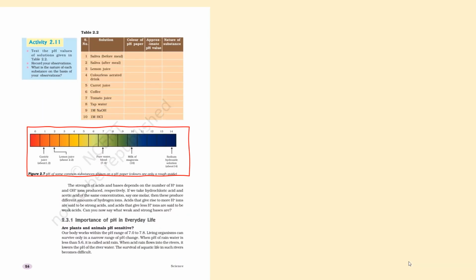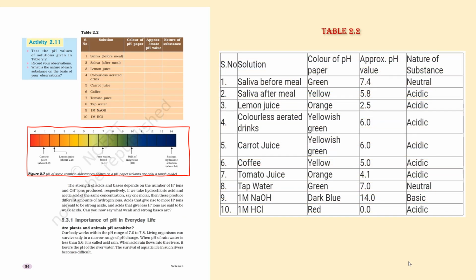Moving ahead, here table 2.2 asks you a lot of questions related to the solutions that are given and the color of the pH paper. That means they are asking you to identify whether these substances are acidic, basic, or neutral. And this is the result of the experiments that have been performed with the pH paper. You can go through it and understand whether the substances mentioned here are acids, bases, or neutral.